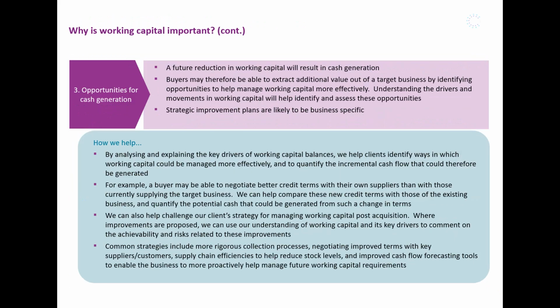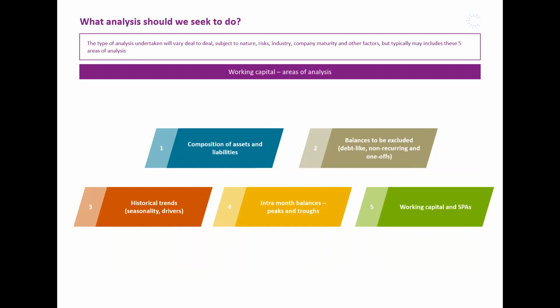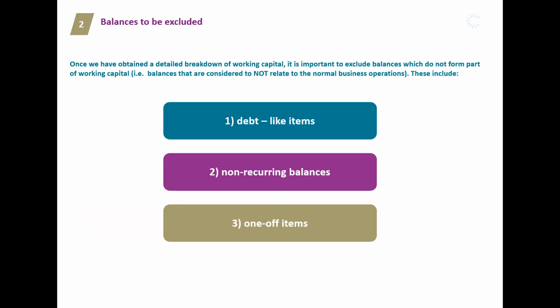Okay, so let's just quickly go back to where we were. The next area of analysis is balances to be excluded. So let's say we've already calculated what our net working capital is and we've negotiated what are the 50-50 items. So the next step is to say, okay, now that we know what our net working capital is by month over the last, say, 3 to 4 years, there might be a couple of spikes there month to month.